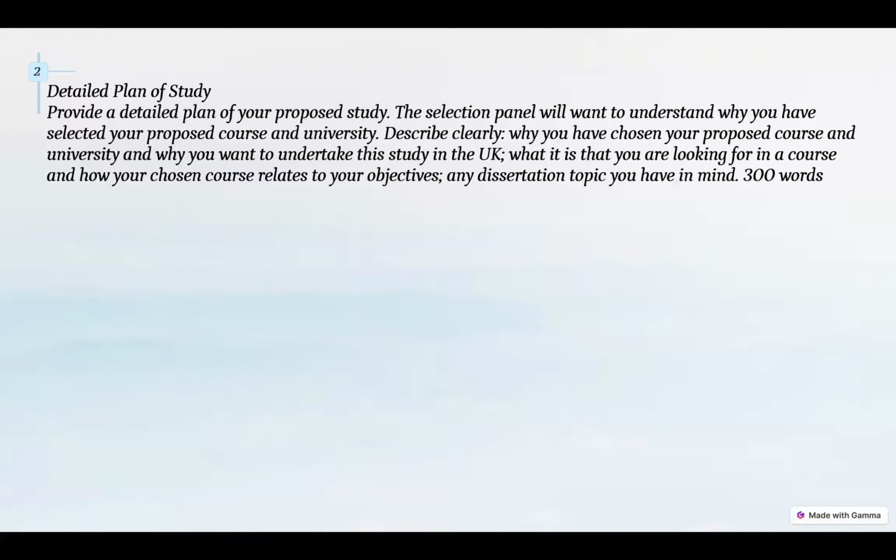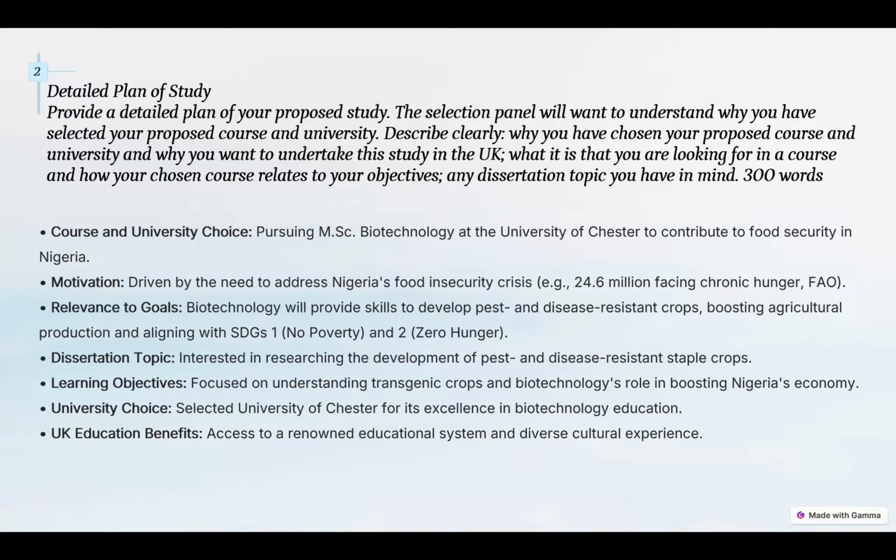So now the next question is the detailed plan of study. Here you are asked to provide a detailed plan of your proposed study. The selection panel will want to understand why you have selected your proposed course and university. Describe clearly why you have chosen your proposed course and university and why you want to undertake this study in the UK. So it's a kind of long one, but it helps you to answer the question.